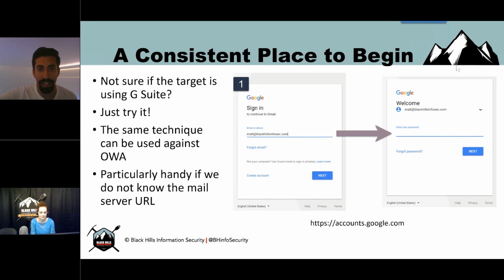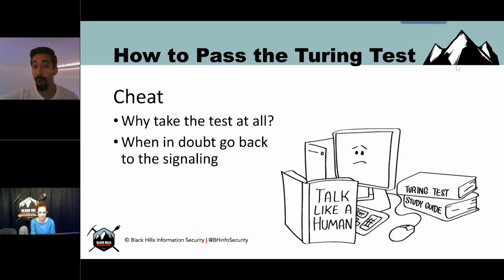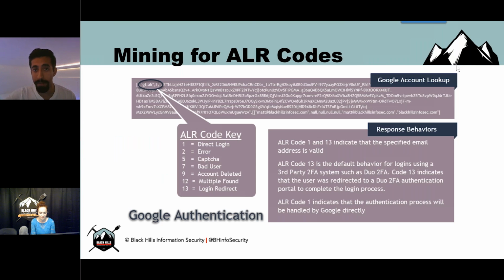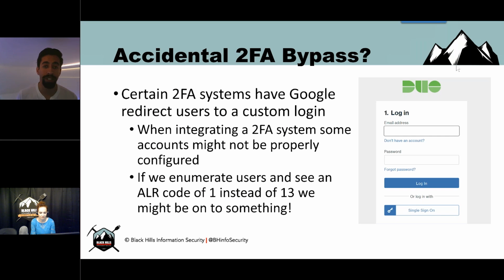Let me jump back to that slide. So this here, this is an ALR code of 1. That user account's there and it's bringing you to Google's password type in field. If we get a 1, we know that that login redirect didn't happen. Why didn't it happen? Maybe the system has been configured improperly. There's a lot of things that could be the result of it.